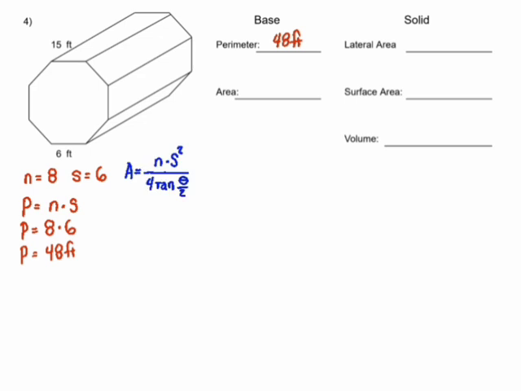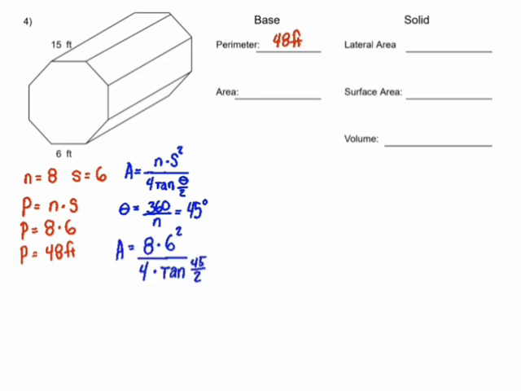Next, we're going to use the area formula for a regular polygon. We're going to use the complicated one because we do not have the apothem, and we do not want to have to take the time to calculate it. We do need to know what theta is, and so we're going to take 360 and divide it by the number of sides, which gives us 45.